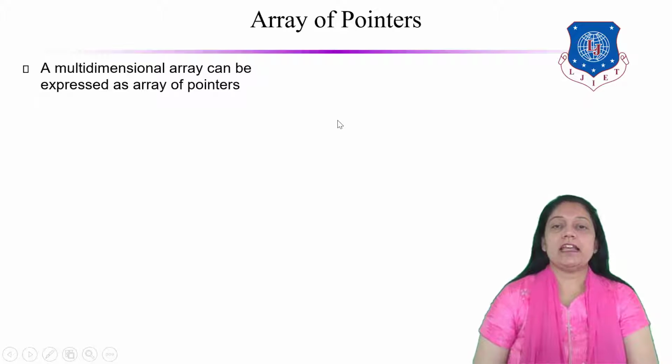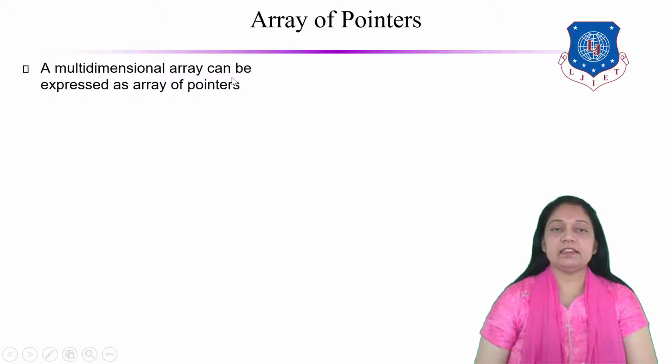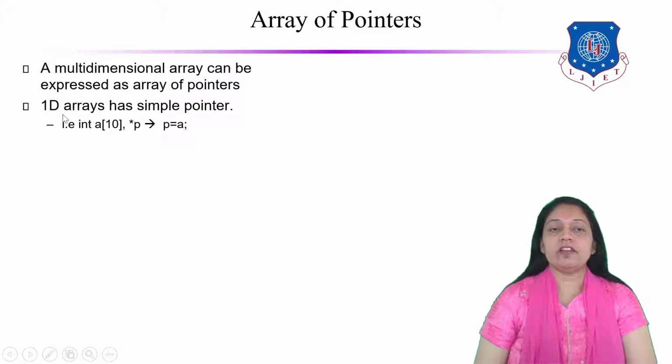When are we going to use array of pointers? If suppose we have a multi-dimensional array and we want that a pointer should point to this multi-dimensional array, then we need to convert a simple pointer into array of pointers. In the last video, we have seen that we had a single dimension array.